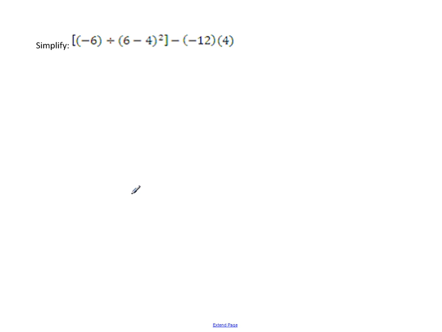Well, let's try one more. This is a little bit more complicated looking, but hopefully not so bad. We've got a couple of groupings going on right here, so how do we work? Well, when there is more than one parenthesis, we work from the inside to the outside. So always work inside to outside when it comes to parentheses, especially multiple parentheses like this.